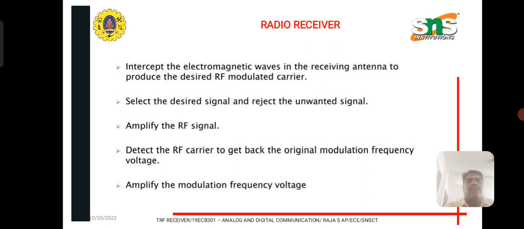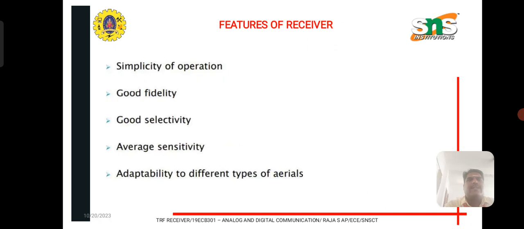Then we need to intercept the electromagnetic waves in the receiving antenna to produce the desired RF modulated carrier. Also, it is used to amplify the radio frequency signal, because the main purpose of a radio receiver is to receive the radio frequency. Then it detects the RF carrier to get back the original modulating voltage. Finally, it amplifies the modulating voltage. Whatever signal we receive using the radio receiver, we need to amplify and give to the speaker.